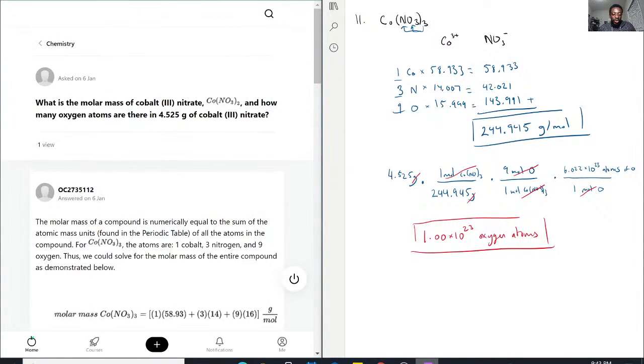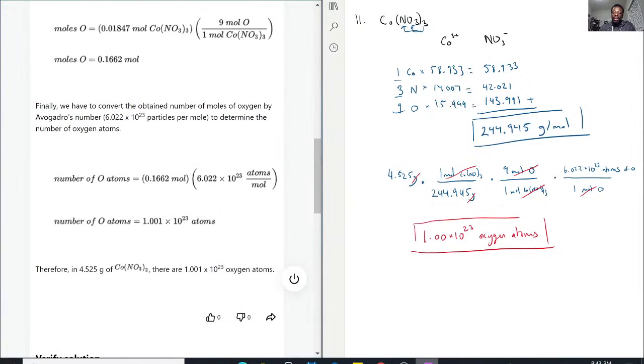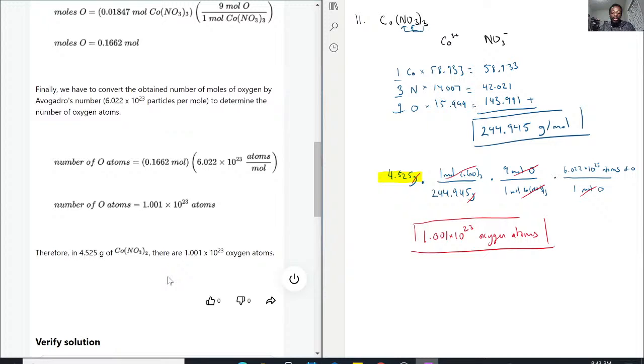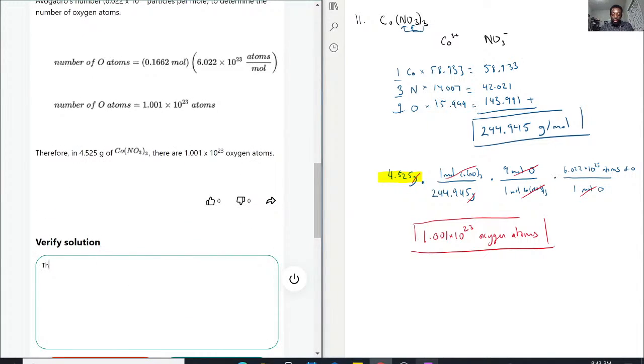I'm just trying to check the original question. I see. So that's why you should round to 1.001, because the original number was 4.525, which had 4 significant digits. So I will just add that. And yep, my calculator says 1.001 as well. So there are indeed 1.001 times 10 to the 23rd oxygen atoms. So this is correct.